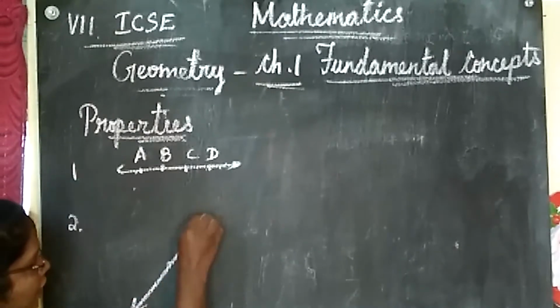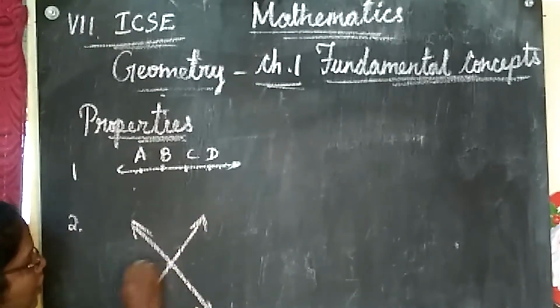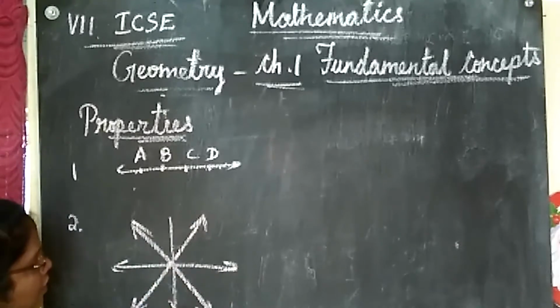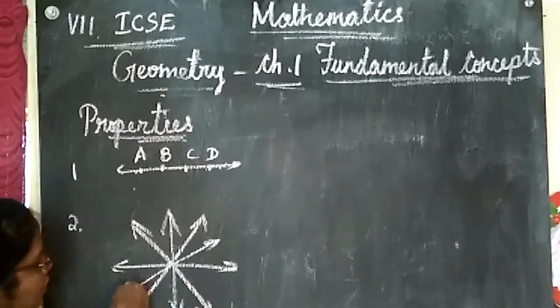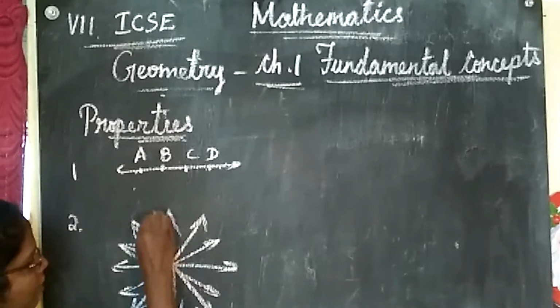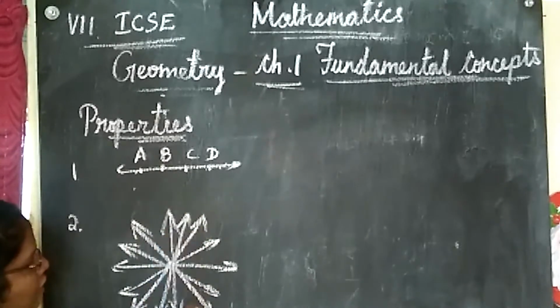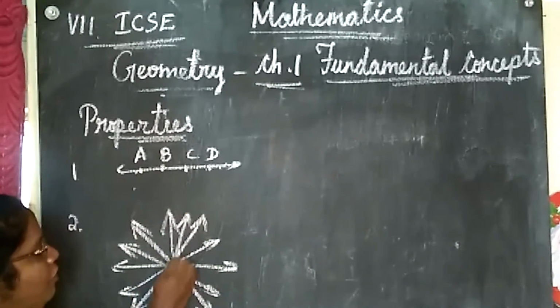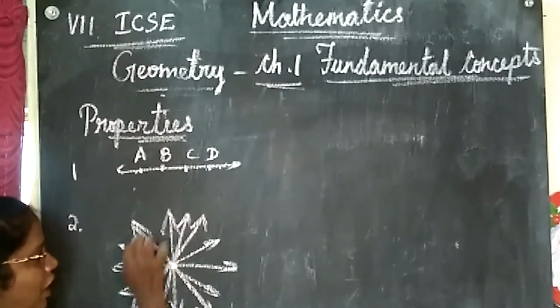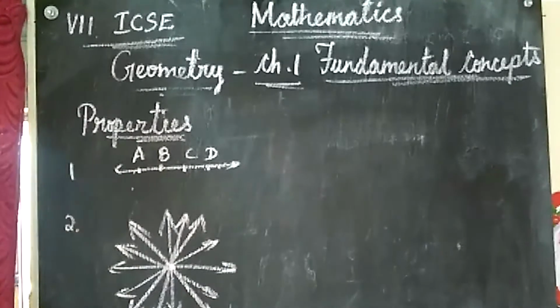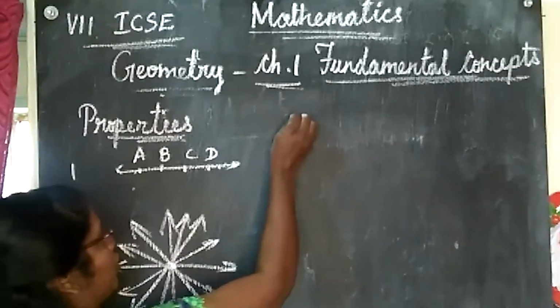Here one straight line, here one straight line, here one straight line, this one straight line, here. We can draw many straight lines like this. Through the given point, we can draw many straight lines. This is property number 2.